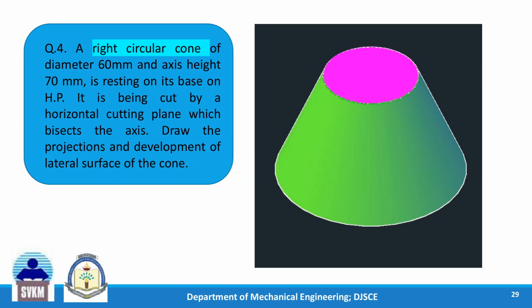Now let us take this. A right circular cone of diameter 60 mm and axis height 70 mm is resting on its base on HP. It is being cut by a horizontal cutting plane which bisects the axis. Draw the projections and development of lateral surface of the cone. Now here the cone is standing on its base on HP and it is being cut by a horizontal cutting plane. Because of that, the top part is removed and we have to draw the development of this remaining cone. Okay, so let us draw that.